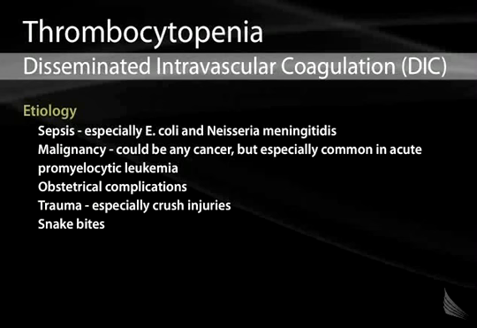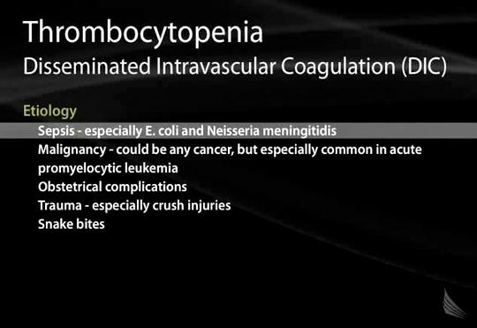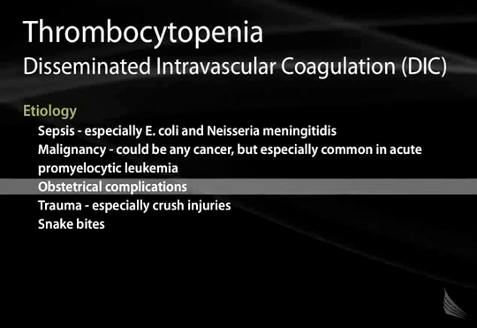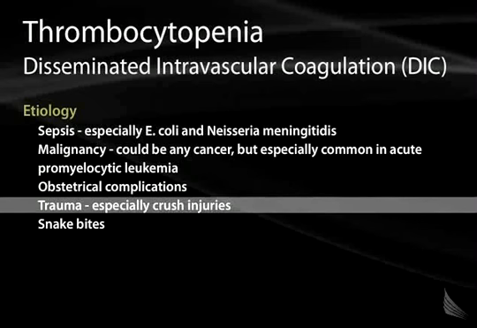It is particularly prevalent in the setting of sepsis, particularly with Neisseria meningitidis or E. coli. Malignancies also can cause DIC, but it's especially common in APL, or acute promyelocytic leukemia. DIC can also be seen in the setting of obstetrical complications in the peripartum period. Crush injuries can also cause disseminated intravascular coagulation, or specific types of snake bites.